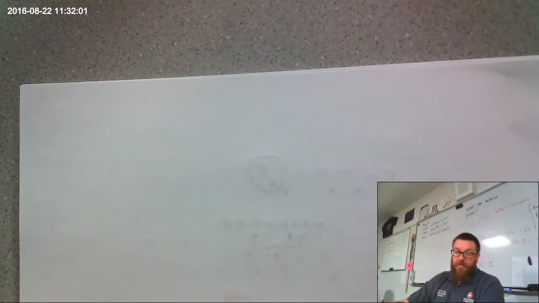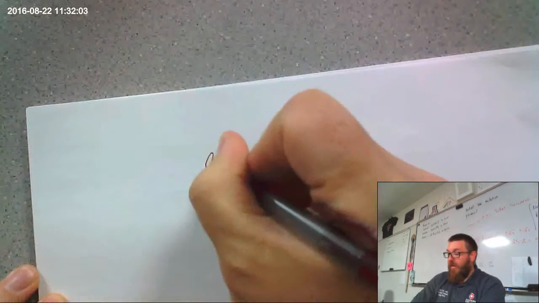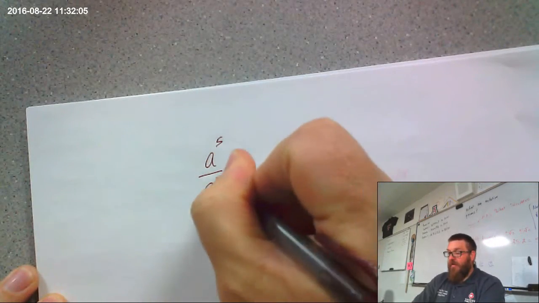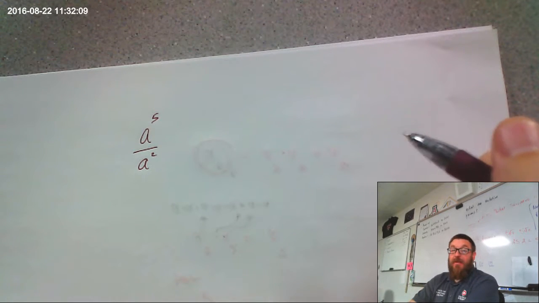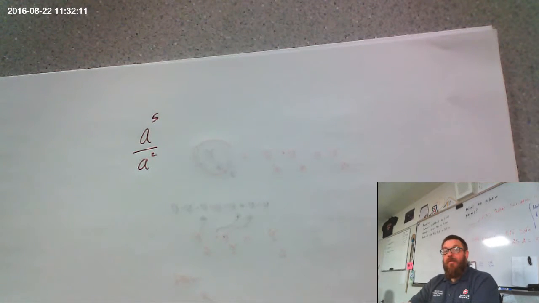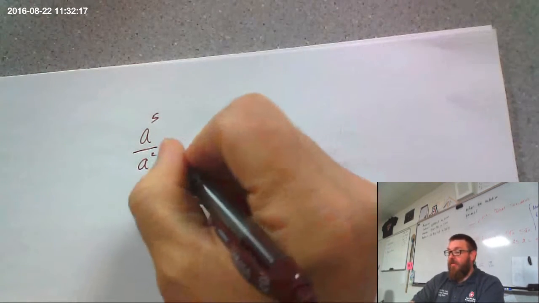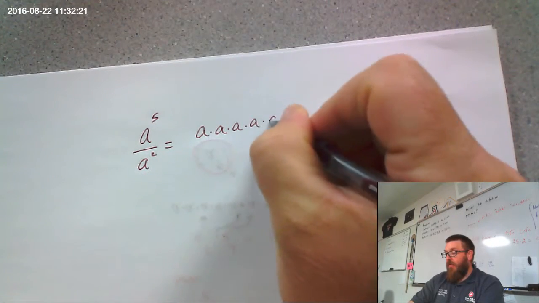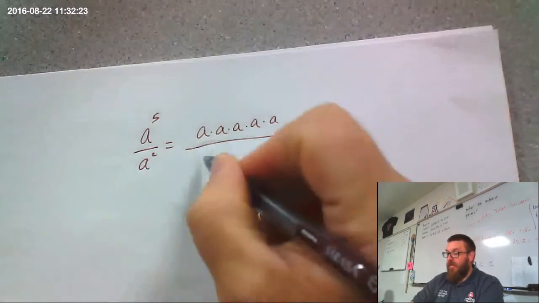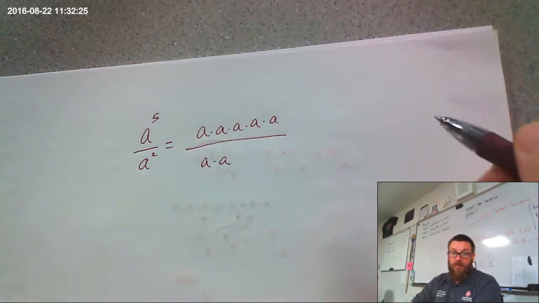Now let's talk about what about a situation like this? A to the 5th divided by a squared. Now, maybe you've covered this in class, maybe not, but if the bases are the same and you're dividing, then you end up doing subtraction of the exponents. 5 minus 2 is 3. Well, here's the reason why that's true. On the top, in the numerator, we have 5 a's, and in the denominator, we have 2 a's, and they're multiplying.